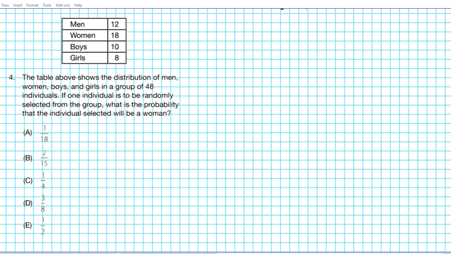It reads, the table above shows the distribution of men, women, boys, and girls in a group of 48 individuals. If one individual is to be randomly selected from the group, what is the probability that the individual selected will be a woman? Alright, let's start off by writing down the formula that's going to guide the problem solving process. So the formula that we're going to be using is for computing the theoretical probability.